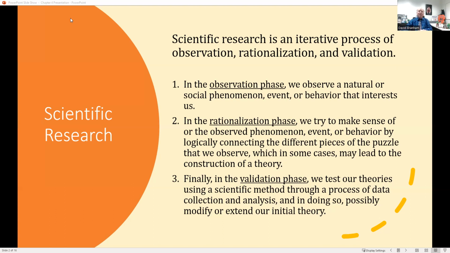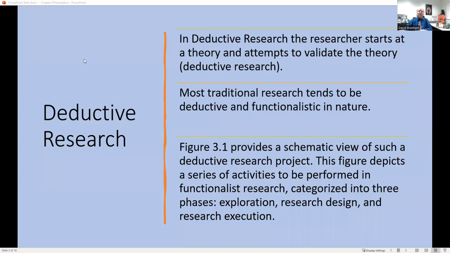It's the deductive research that we do in social sciences. Now, it's not the only kind of research. As you know, we have inductive research as well. But deductive research is the research that starts with a theory and then attempts to validate the theory through an analysis. This is the type of research that we do 80 or 90% of the time in the academic world of social sciences.